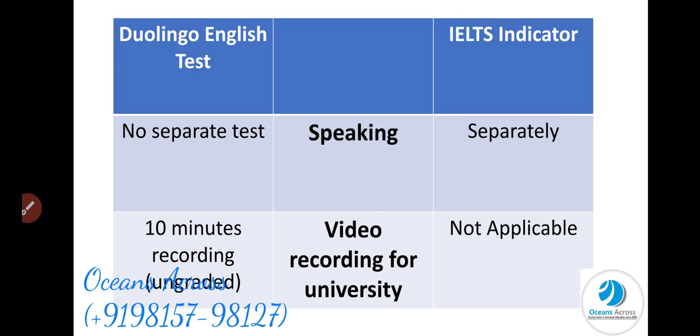Then, the best part in the Duolingo English test is that at the end of the 45 minutes, you're going to have an ungraded part where there will be a video recording for the universities, and universities can test you on the basis of your two modules, that is writing and speaking, but such a provision is not available in the IELTS indicator test.